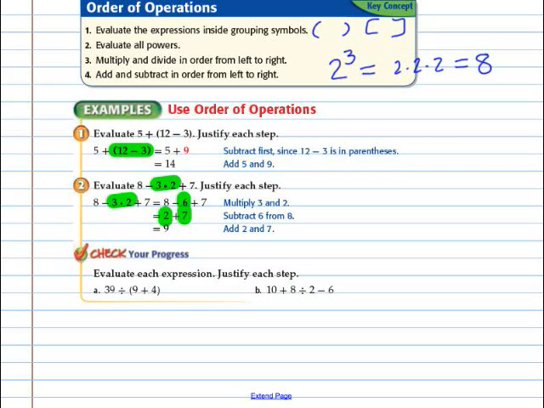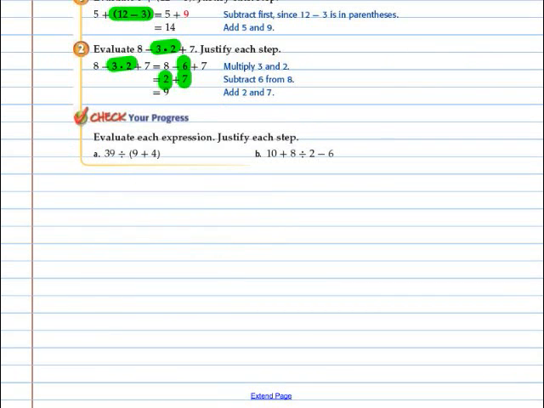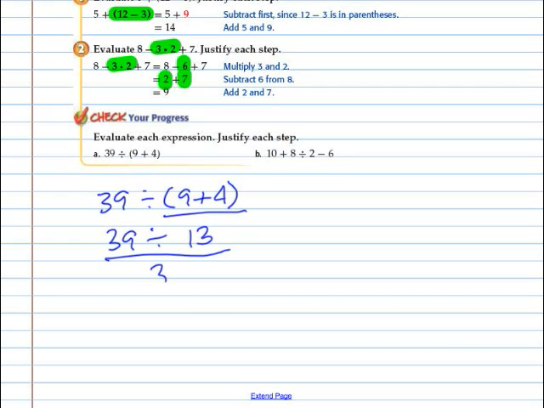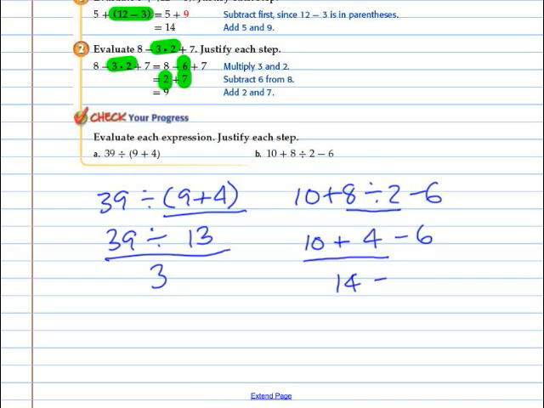In example A, it says evaluate each expression, justify each step. Well, 39 divided by 9 plus 4. Your first step would be to do the addition because they're inside the grouping symbols. 39 divided by 13 then would be your second step, giving you a value of 3 for that expression. 10 plus 8 divided by 2 minus 6. Again, no grouping symbols. Your first step here would be the division because you divide before you add or subtract. Gives you 4 for a value there. Now you're working left to right. 14 minus 6 gives that expression a value of 8.